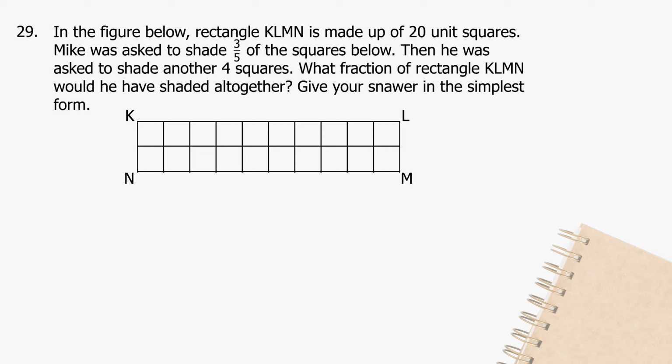Question 29. In the figure below, rectangle KLMN is made up of 20 unit squares. Mike was asked to shade 3/5 of the squares below. Then he was asked to shade another 4 squares. What fraction of rectangle KLMN would he have shaded altogether? Give your answer in the simplest form.